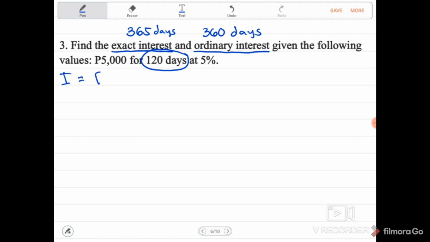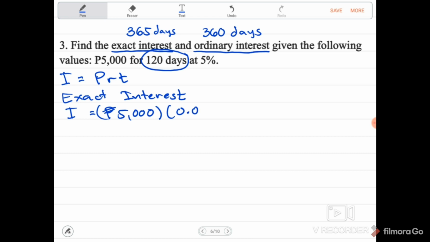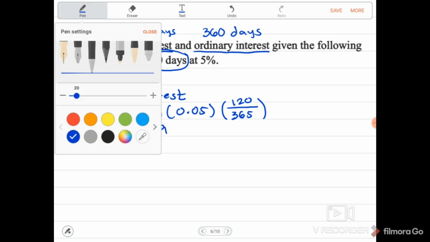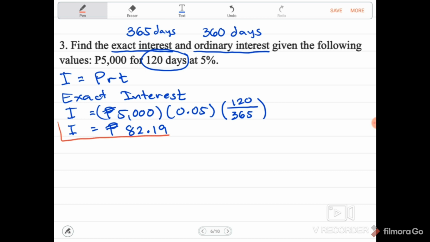I is equal to PRT. Dito muna tayo sa exact interest. Sa exact interest, ito pa rin yung formula natin. I is equal to principal, that is 5,000 pesos, times the rate, so that is 0.05. So, 5% ko-convert natin sa decimal, times yung T natin. So, 120 days over, dahil exact tayo, over 365. So, ang simple interest natin will be 82 pesos and 19 centavos. Yan ang ating sagot sa exact interest.